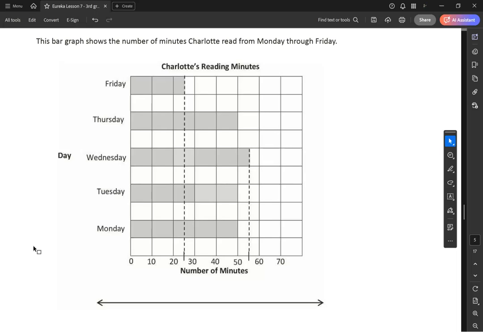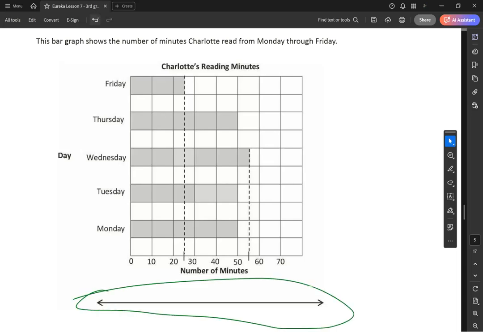Okay, this bar graph shows the number of minutes Charlotte read from Monday through Friday. So we have the title, Charlotte's reading minutes. We have the days here, and we have the number of minutes here. And then we have our number line here. Okay.